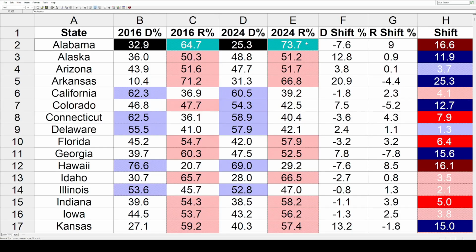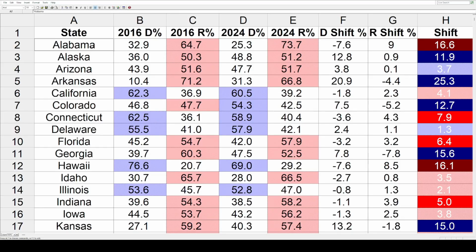So that's where a lot of that Democratic vote went in these shifts. So between those elections, the Democrats lost 7.6%. The Republicans gained 9%. That's an overall net shift of 16.6% away from the Democrats and toward the Republicans. Some states are going to be easy comparisons. Some, like in Alabama, are going to be a little bit misleading. So now you know what to look for. But let's quickly go through the rest of these states.